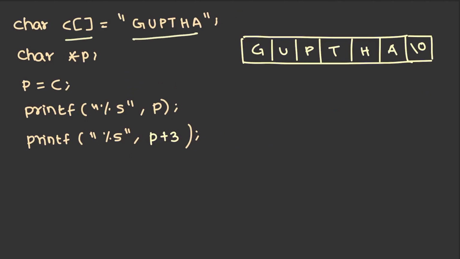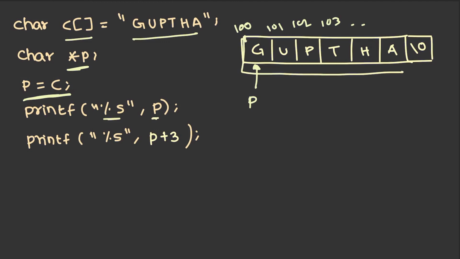I have defined a string and I have made a pointer and I am making the pointer point to the first location of the array. So the pointer is actually pointing to this location. Let's say it starts with 100, 101, 102, 103 and so on. Now I am trying to print the string at this location. So it actually starts with this and it goes on till it encounters a null character. In this case, the entire string will be printed.